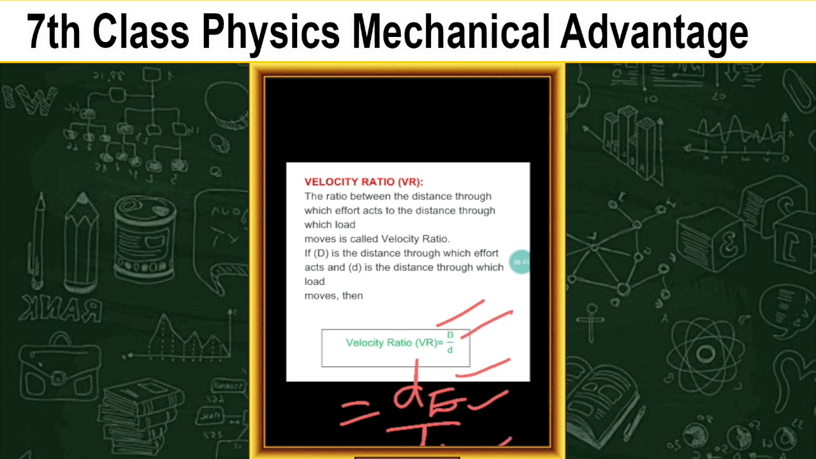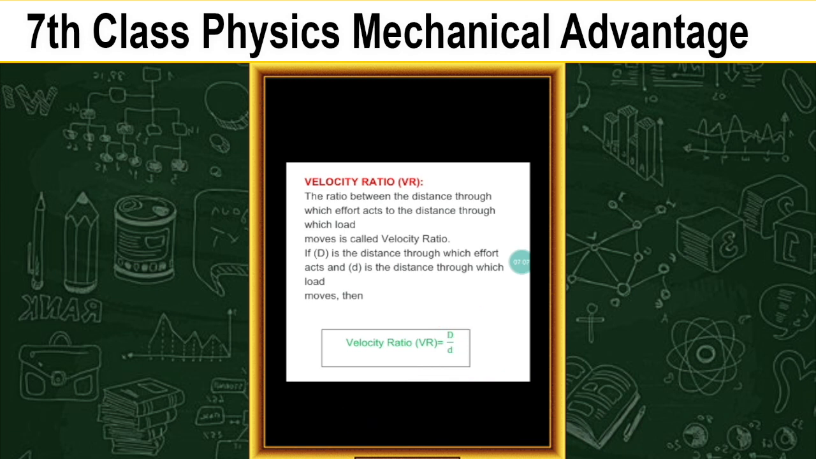So this ratio is called velocity ratio, because velocity means displacement by time. Here time is there, and here also time is there. Both times will cancel. So what we will get? Distance. So distance moved by the effort by distance moved by the load. So this is called velocity ratio.